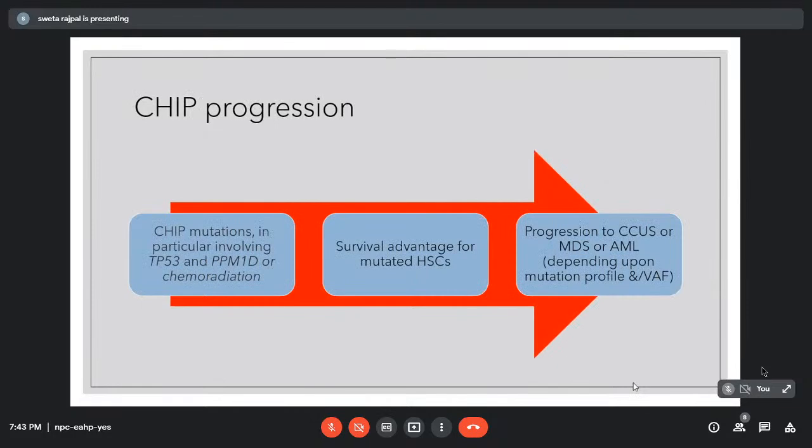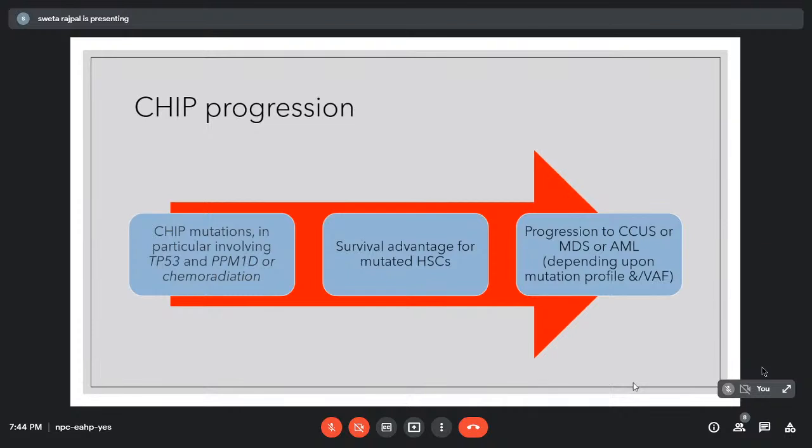So how does CHIP progress once the CHIP mutation happens? There are two types of mutations I should tell you about: passenger mutations and driver mutations. The driver mutations are the ones that progress a disease from one stage to another, and eventually lead to the leukemic phase. These driver mutations generally won't happen. Most of the mutations that happen are passenger mutations.